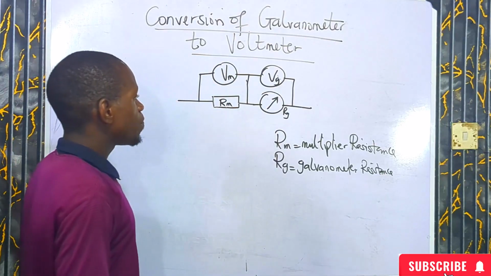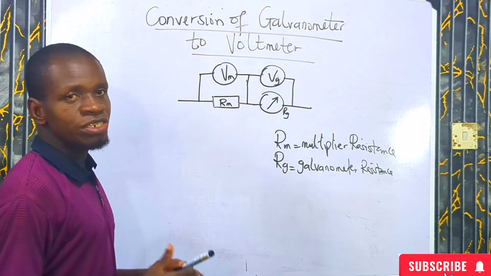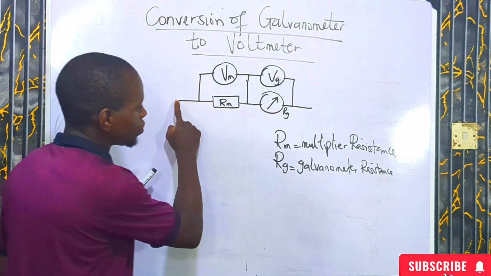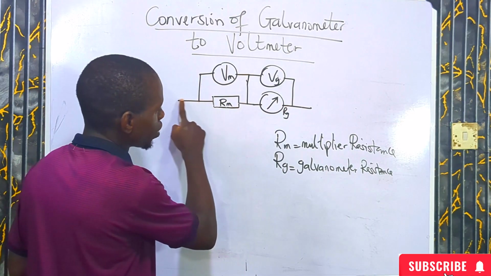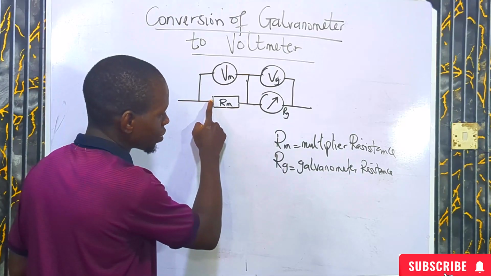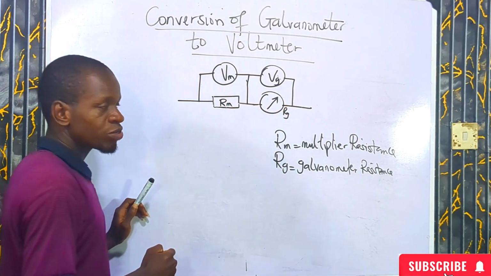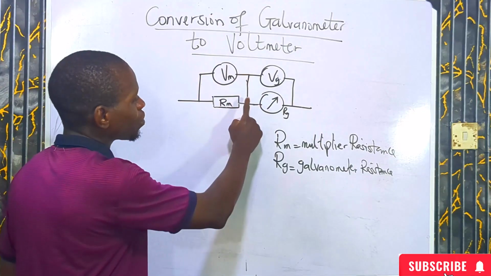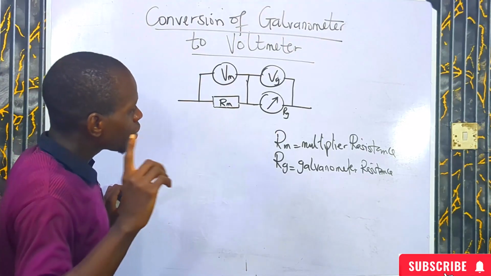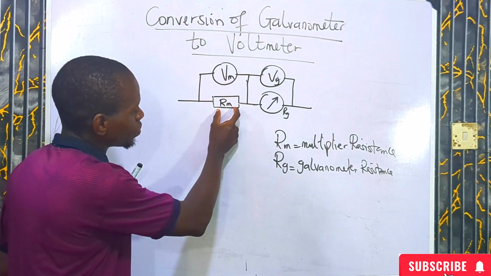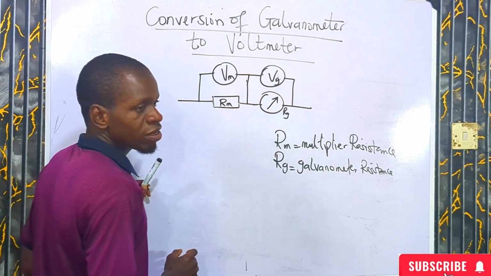Now, if you look at this, you discover that we also have voltage across this. When you connect this in series, look at this carefully. This is what we call a series connection, whereby the connecting wire enters here and leaves here, and enters here and leaves here. So we are going to have voltage across each of them. We are going to have voltage across this multiplier resistance, and we also have voltage across this galvanometer as well.